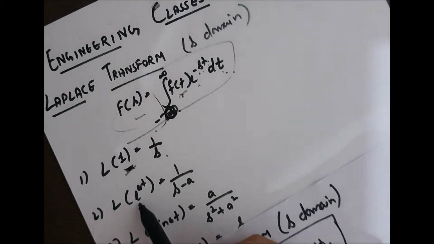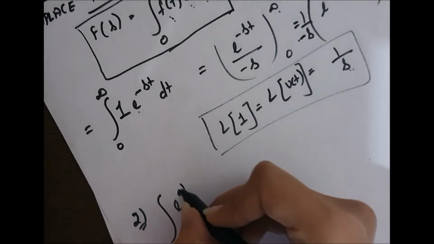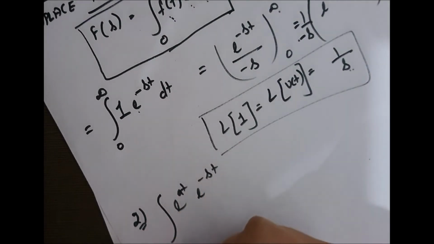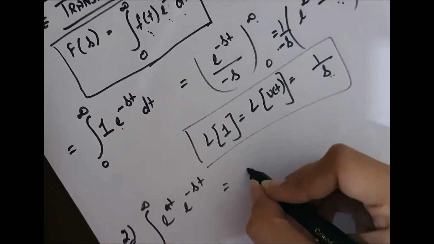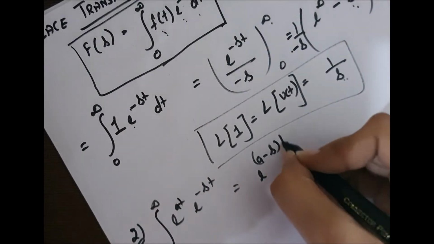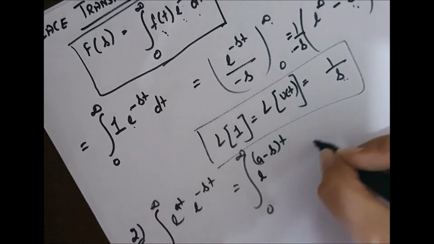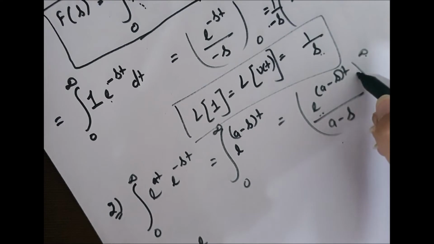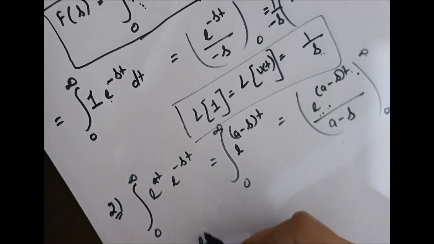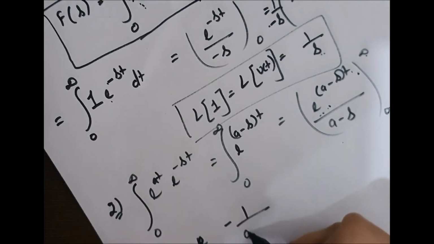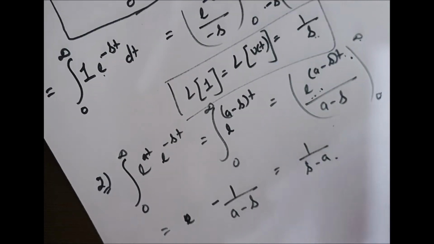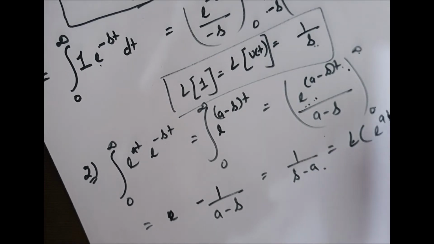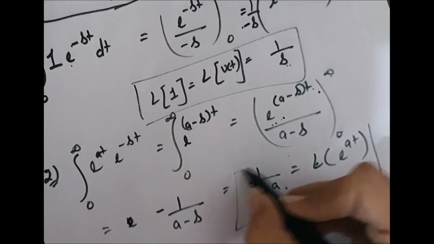Now the second one is the Laplace transform of exponential at, that is e raised to the power minus (s minus a)t, 0 to infinity. Now exponential infinity would be 0 and exponential 0 will be 1. So we will get minus 1 upon a minus s. The Laplace transform of exponential at is 1 upon s minus a.